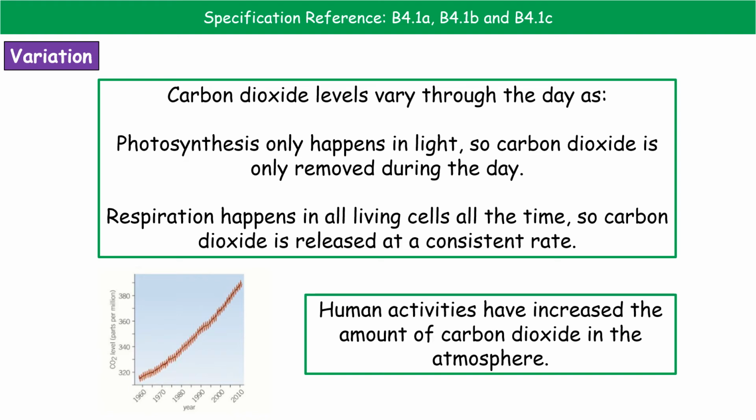Respiration, however, the process that creates the carbon dioxide which is released into the atmosphere, that happens all the time in all living cells. So carbon dioxide is released at this consistent rate, but photosynthesis is only removing carbon dioxide during daylight hours. So we get a little shape on our graph, like you can see at the bottom. It's just a series of little zigzag lines, because it's obviously going to be going higher at night, lower in the day, higher at night, lower in the day, etc.